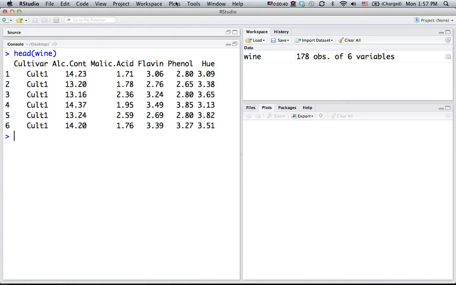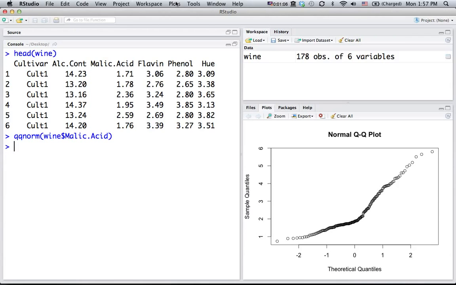So when you make a QQ plot, you use the function QQnorm. And what this does is it plots the theoretical quantiles of a normal distribution along the x-axis and the actual quantiles of our data on the y-axis. So let's go ahead and look at a QQnorm plot for malic acid to determine if the distribution of values in malic acid are normal or not.